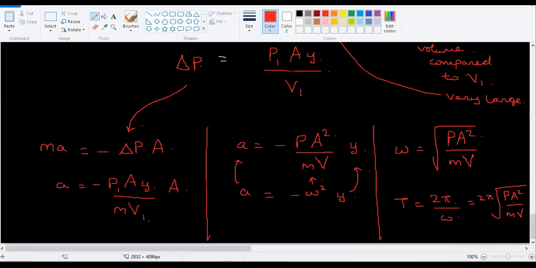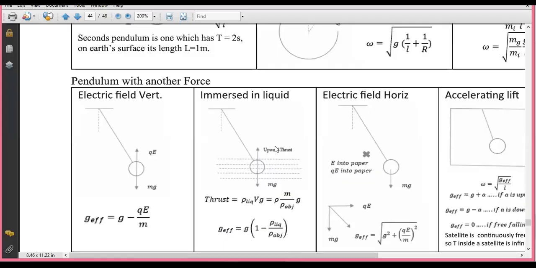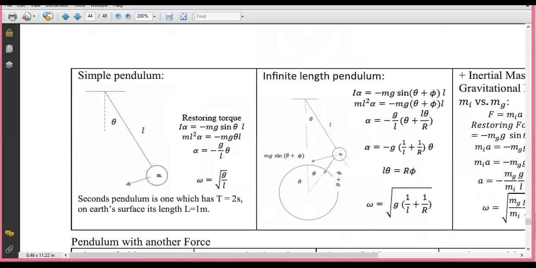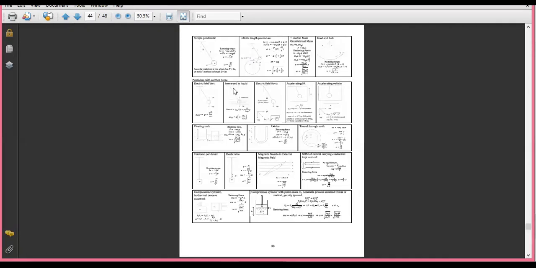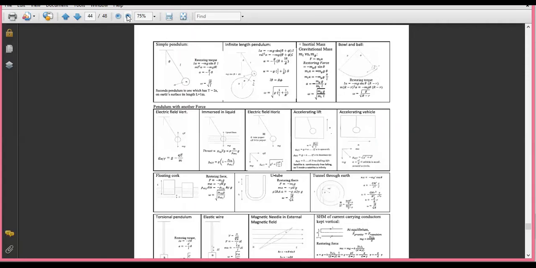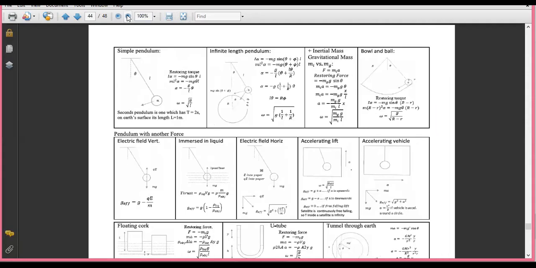Okay. So coming back to this, I was telling you the methodology is pretty much the same. If you see this entire page, each and everything will pretty much have the same restoring torque, restoring force concept. So that's why everything is given in one single page. All these things are required for entrance exams. But for now, we have to focus on your school exams.